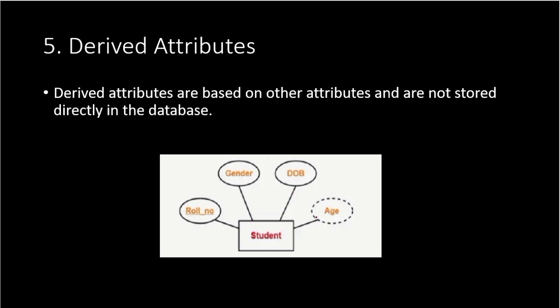If you want to calculate the age of the student, first you need to know his date of birth. Based on the date of birth only can you calculate his age. So here the age is a derived attribute, because it has been derived from the date of birth. This is about the derived attribute.